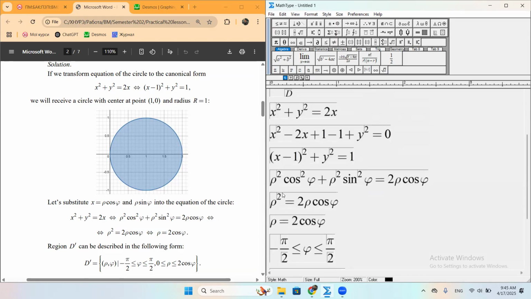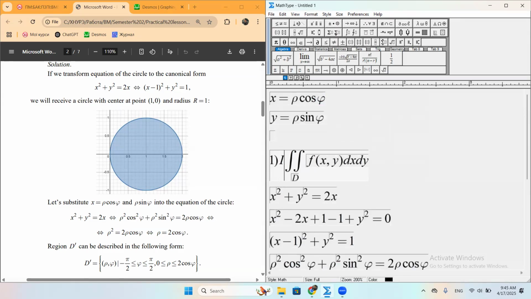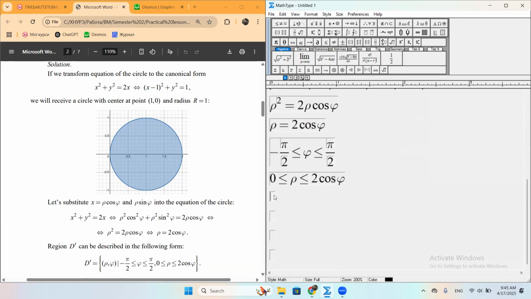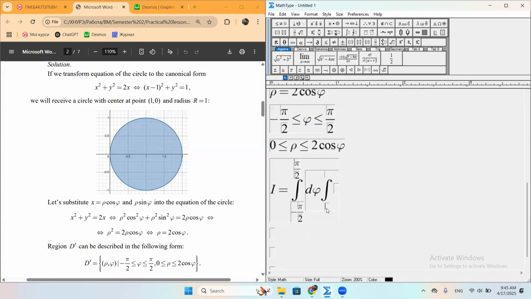So now let's rewrite the integral. From minus pi over 2 to pi over 2 d phi, and then from 0 to 2 cosine of phi.